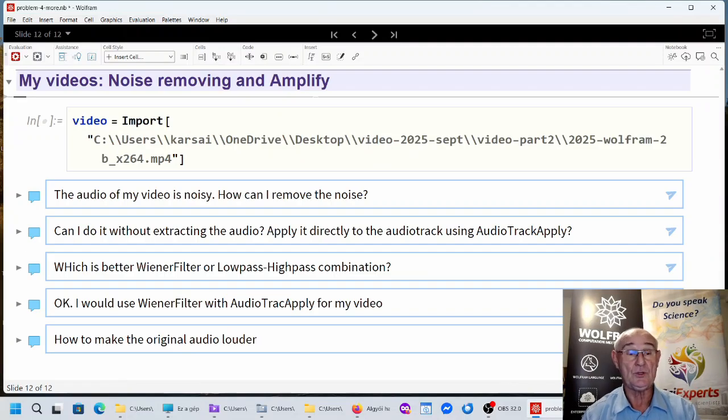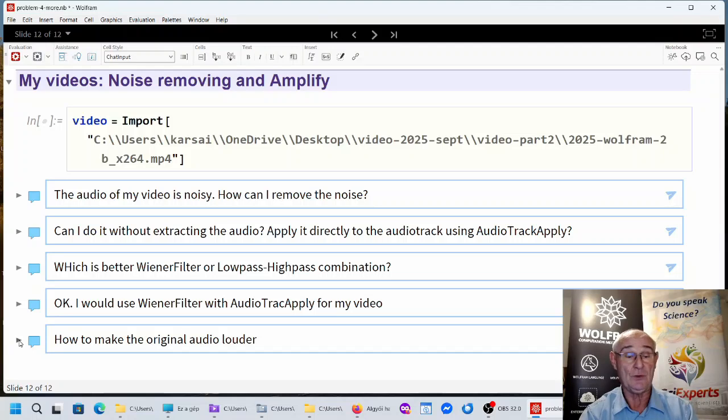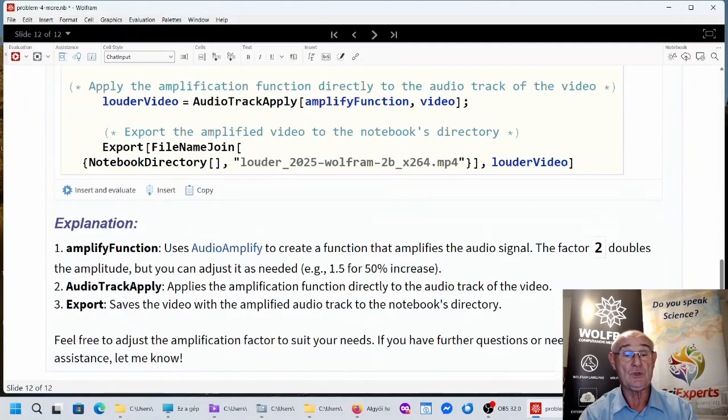Finally, I would like to show you a simple example. I needed the Notebook Assistant when I prepared those videos. The noise of the audio was a little bit high and I had to decrease it, and also I wanted to make it louder. After several questions, the Notebook Assistant helped me to decrease the noise, and then I also used Mathematica to make the video louder, and the codes are correct in both cases. I guess for today that's enough about the examples.